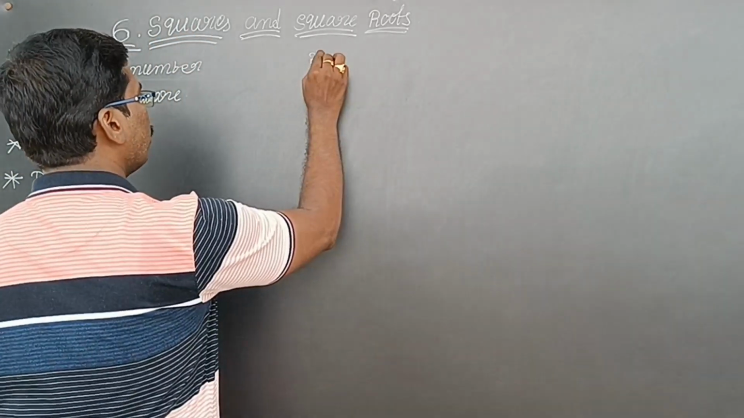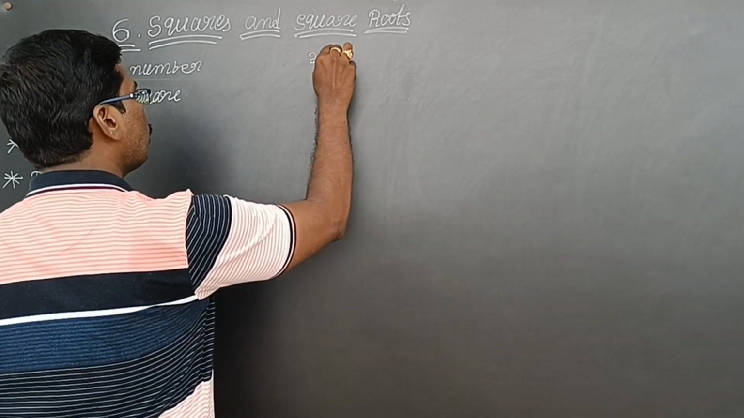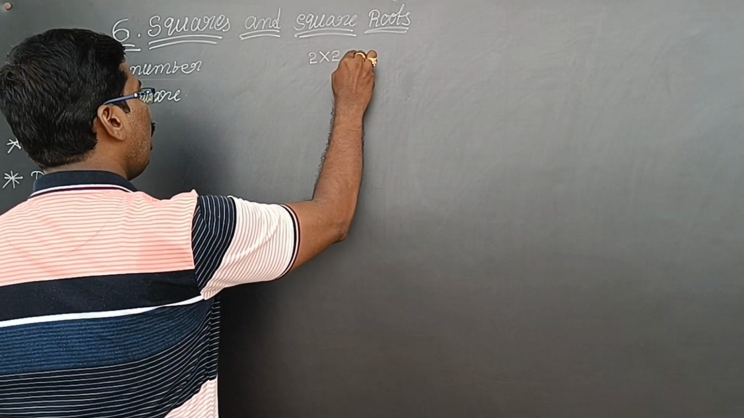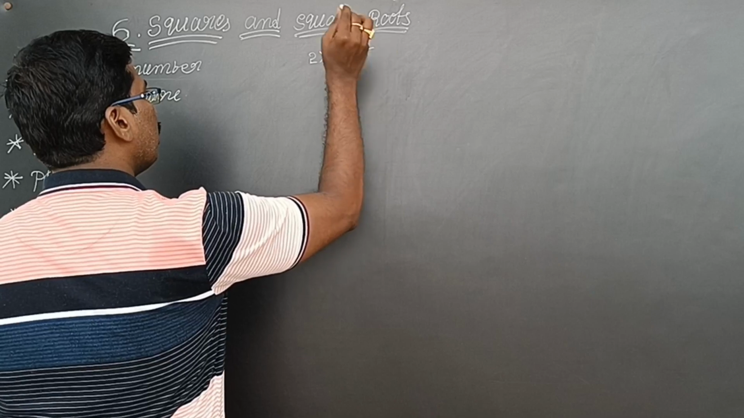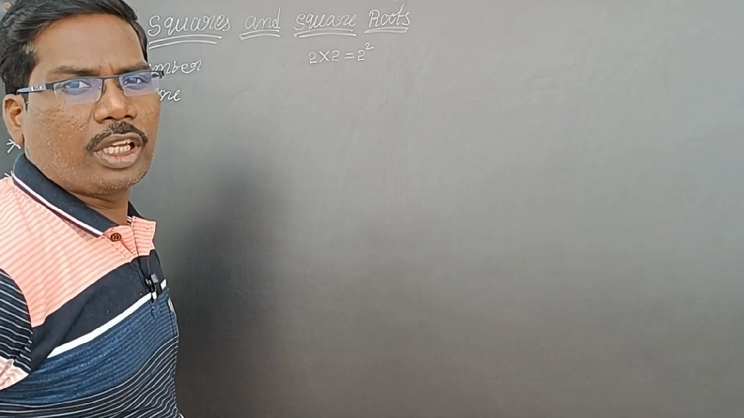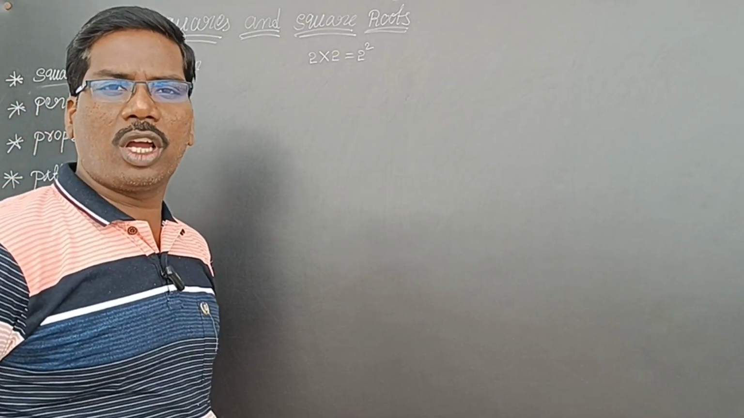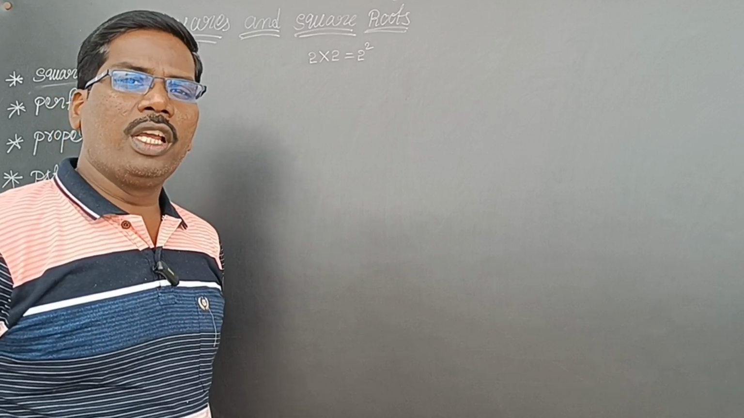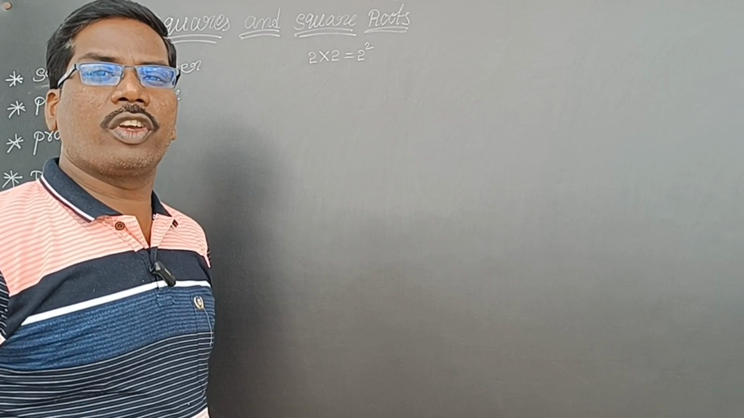For example, I am taking 2. I multiply this 2 with 2 only. 2 twos are 4, which is 2 square. This is the square of 2, because I am taking 2 and multiplying it with 2 only. So I get 2 square, which is called the square of 2.